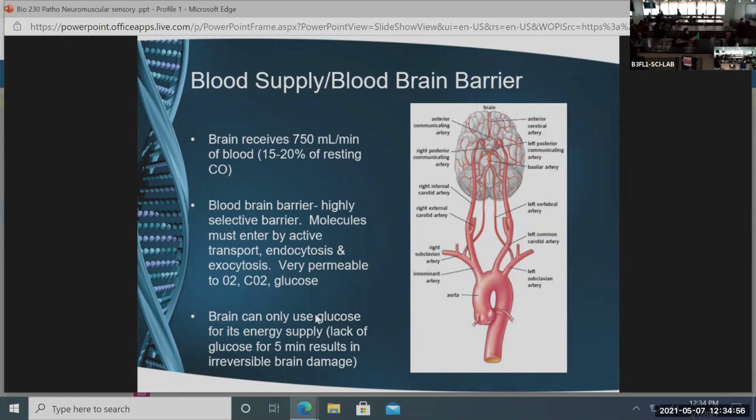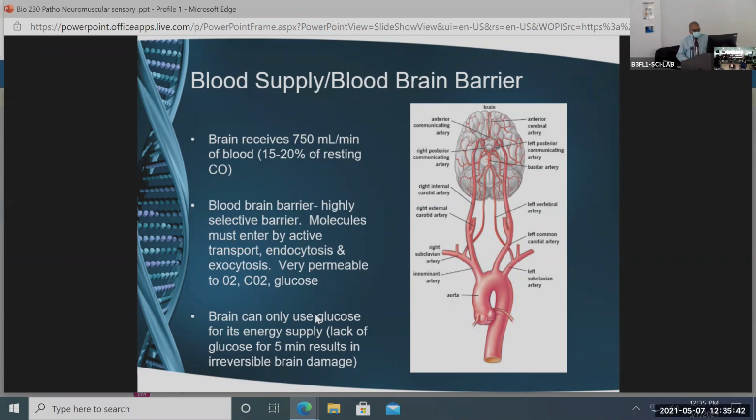So the brain can only use glucose for its energy supply. Look at that one in bracket. Lack of glucose for 5 minutes results in irreversible brain damage. Irreversible. That's why after having some sugary drinks or food, we feel energy. Energy means nutrition to the brain.